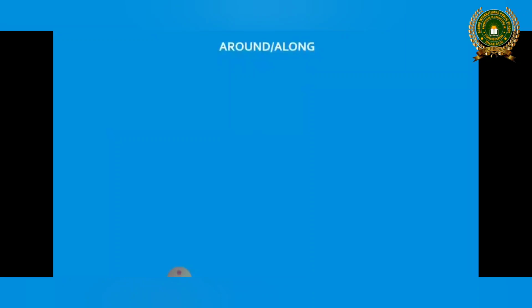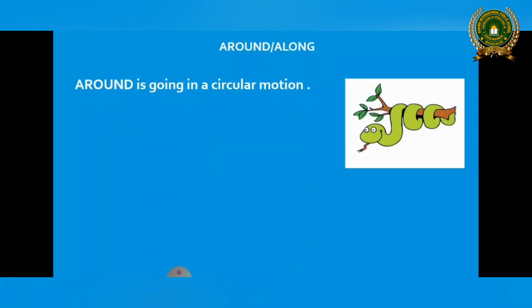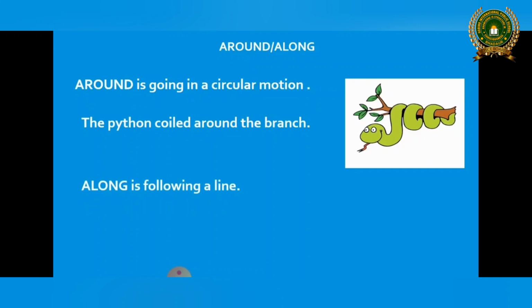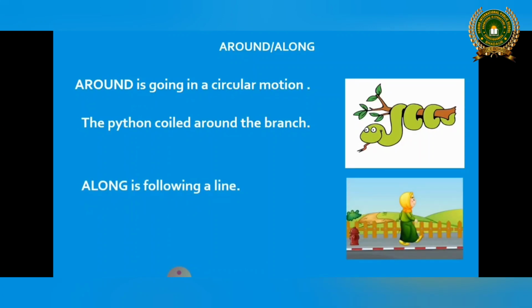Next one is around and along. Around is used when something goes in a circular motion. See the picture. Here the python coiled around the branch. Okay, in a circular motion. Along is following a line from one end to the other. The woman is walking along the footpath.